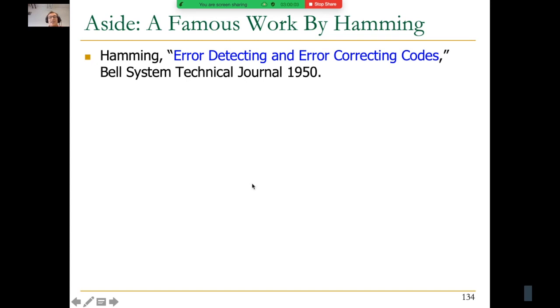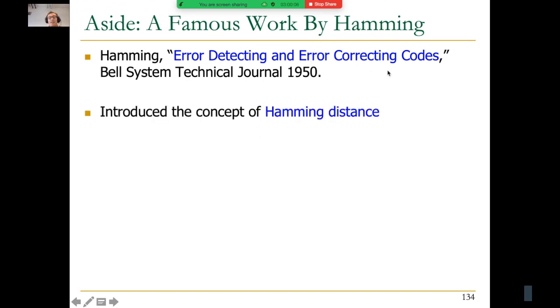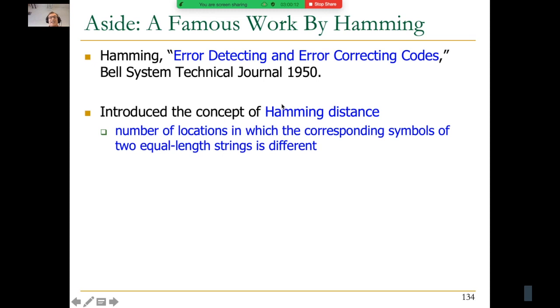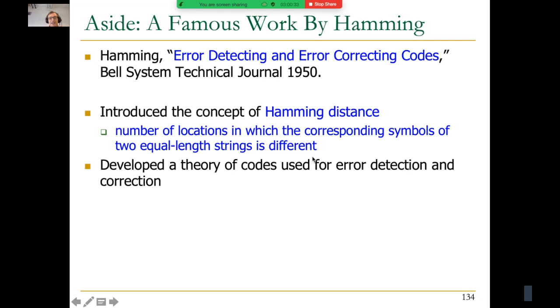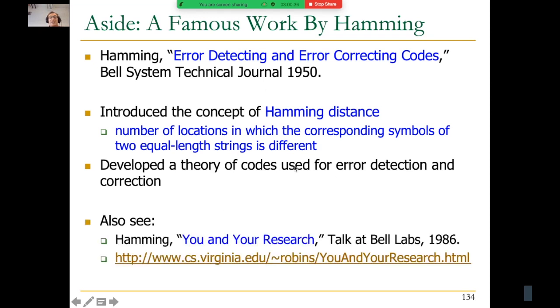I would also recommend that you take a look at Hamming's famous work on error correcting codes. It introduced the concept of Hamming distance, which is one way of matching different strings, but it's not approximate. It basically tells you what the differences are between strings. It doesn't account for how many insertions, deletions, or substitutions there are, but it just tells you in how many locations two equal-length strings differ. And he developed a theory of codes that are used for error detection and correction also. And I will also recommend that you take a look at his talk on you and your research, because it has very good insights in terms of how to do research.